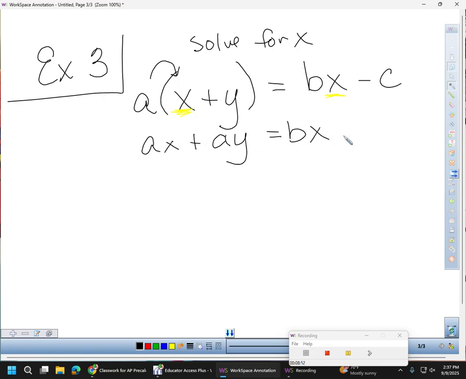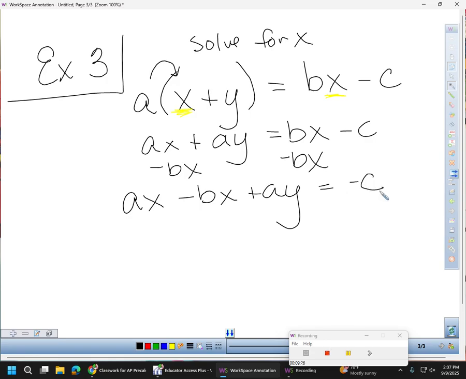All right. Next, there's no fractions. Can I combine like terms on either side? Do I have anything alike? Okay, so now I need to move all the terms with the desired variable to the left. So that means I'm going to subtract my bx to this side, right? Can I combine anything together as I write it down? All right, so I have ax minus bx plus ay equals negative c.